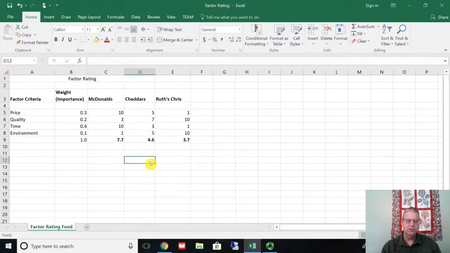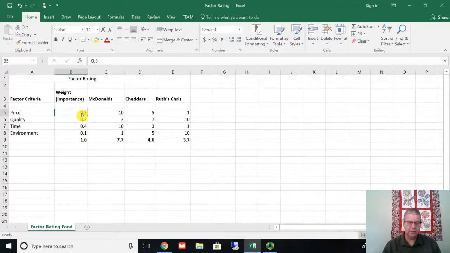So when things change importance to me, the weight changes, not the scale or not the score for the individual option. The only way the score for the individual option changes is if McDonald's starts going up on their prices, or Ruth Chris, the environment changes, something like that. But for this example, we're going to change the weights.